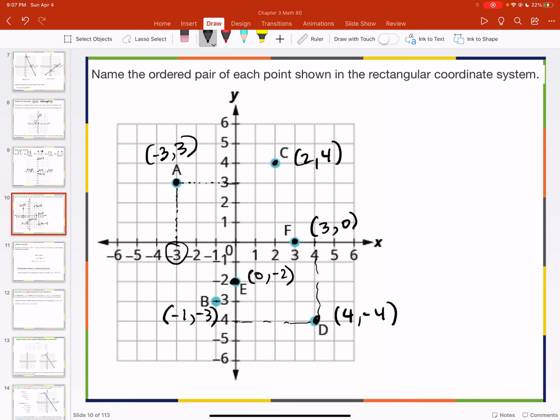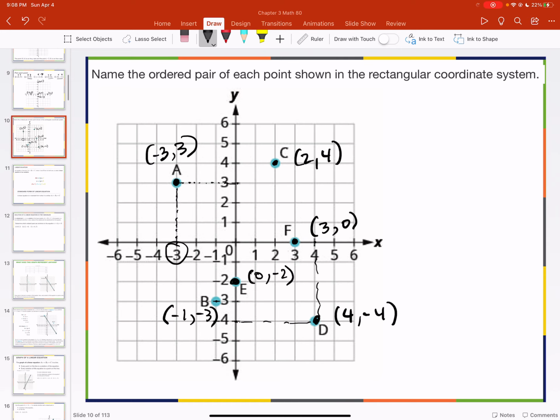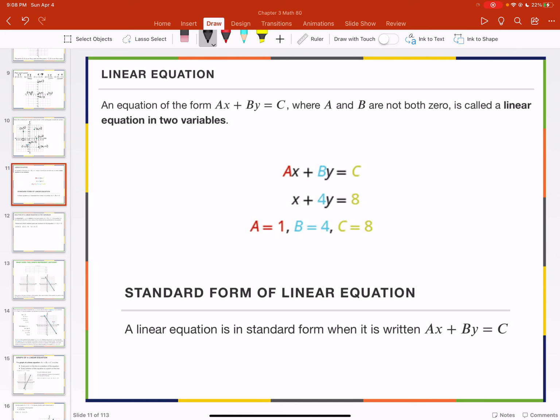Okay, great. Let's talk about linear equations. Basically, a linear equation is a line, and it has this form Ax + By = C, where A and B are not both 0, and capital A, capital B, and capital C are all constants, like numbers. This is an example. If we have x + 4y = 8, that means A is 1, B is 4, and C is 8. This is called the standard form.